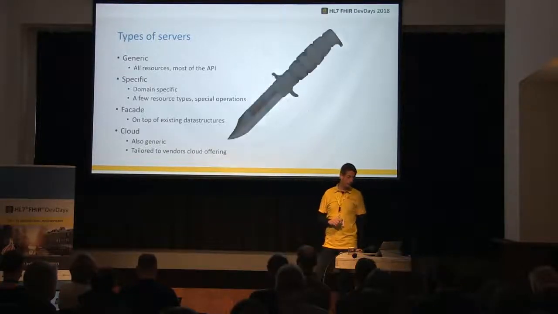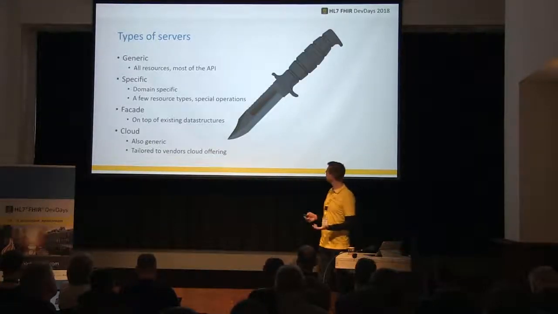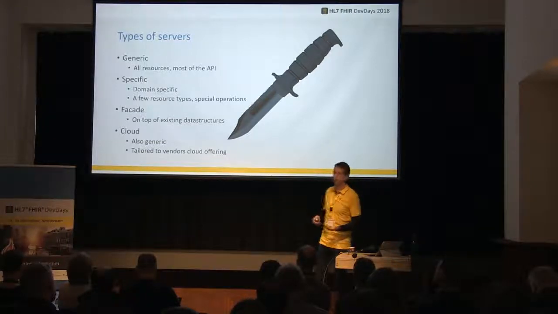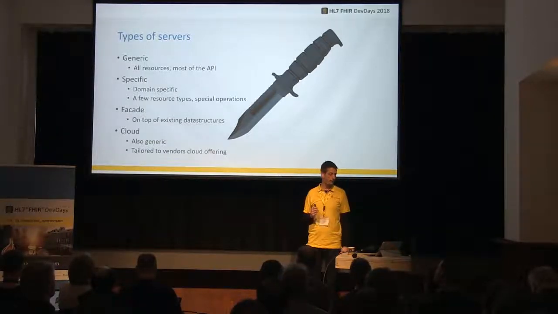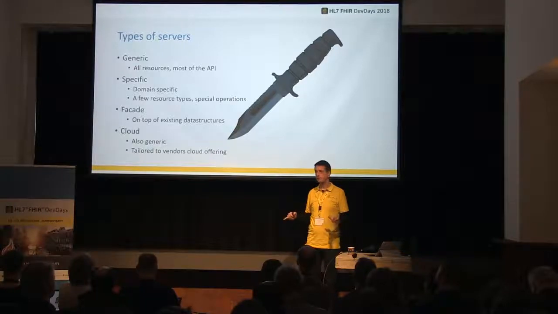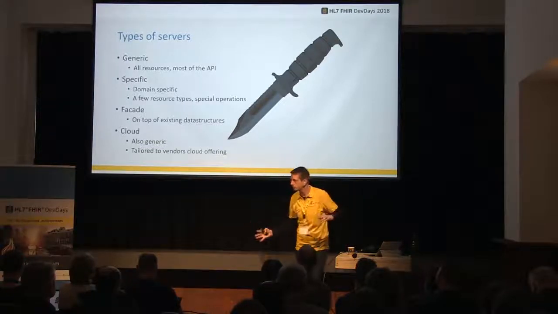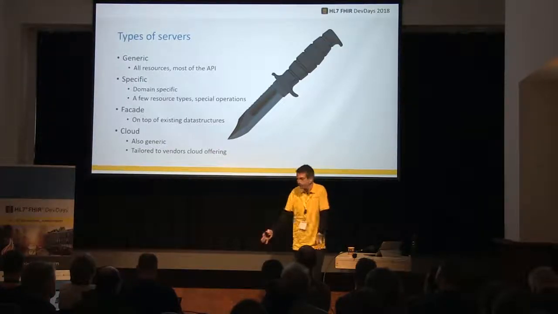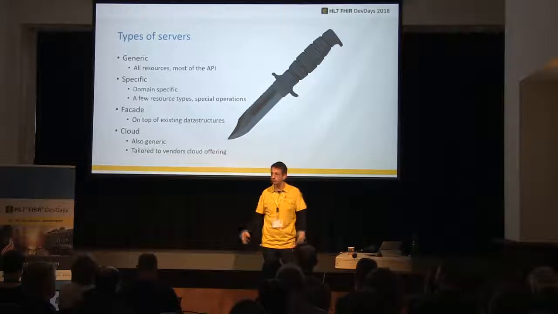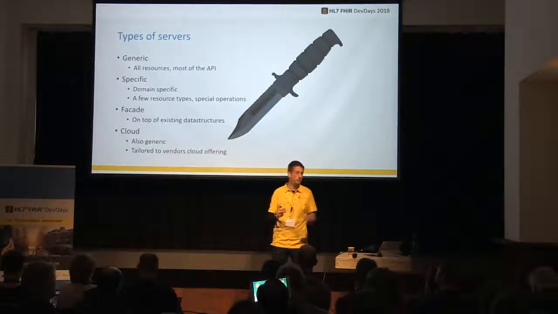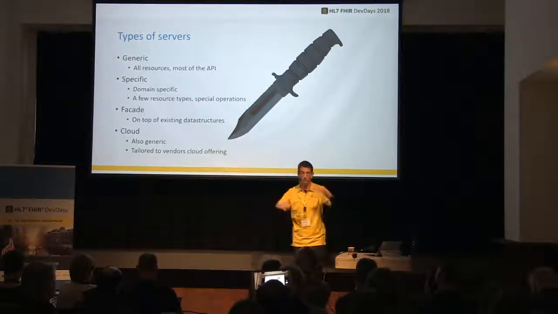Another way of dealing with it is a facade. It looks like a knife, but it might not be one under the hood. And you can use that on top of existing data structures. FHIR defines a RESTful API. It doesn't say anything about what that storage should look like. So if you have a whole bunch of data, you can put that FHIR API on top of it. It just requires a lot of programming to connect the two.